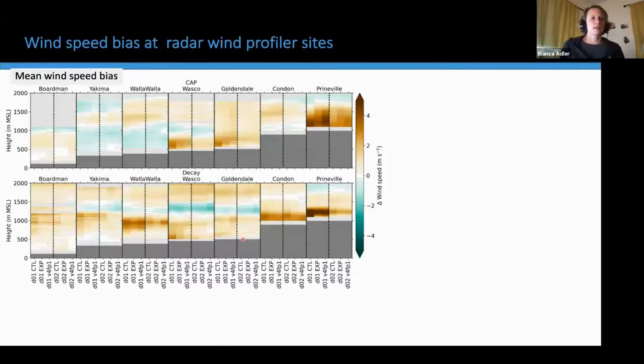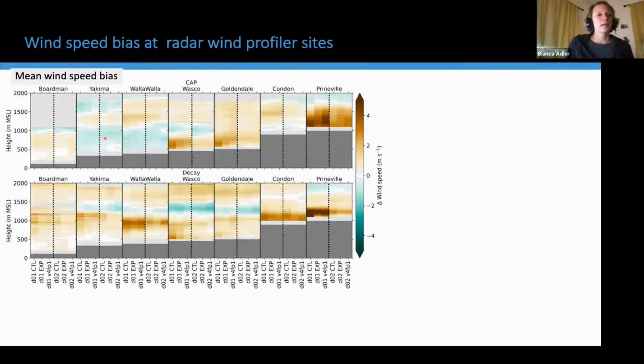Okay, so next thing we looked at are wind speed profiles. And these are now wind speed biases at different radar wind profiler sites. So there were 7 wind profiler sites in the Columbia River Basin, and I sorted them here with increasing station height, computing mean wind speed biases for the cold pool period here in the top row and for the decay period in the bottom row.